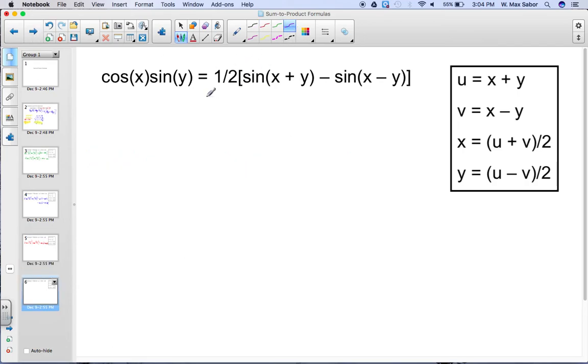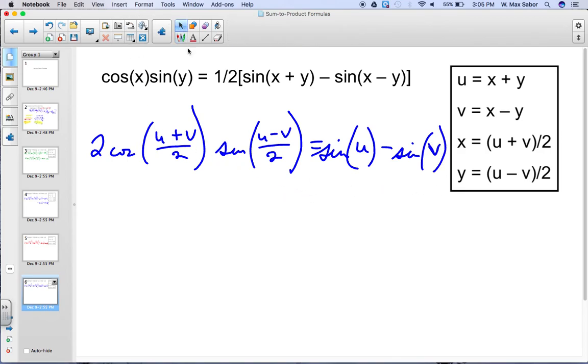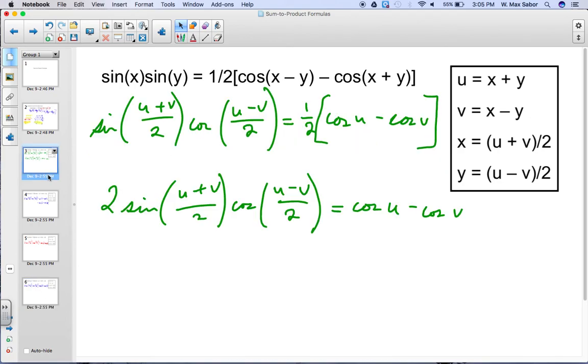Last one, multiply by 2 on both sides. U plus v over 2, u minus v over 2. X plus y is being replaced with u, and x minus y is being replaced with v. So now we have our 4 sum to product formulas.